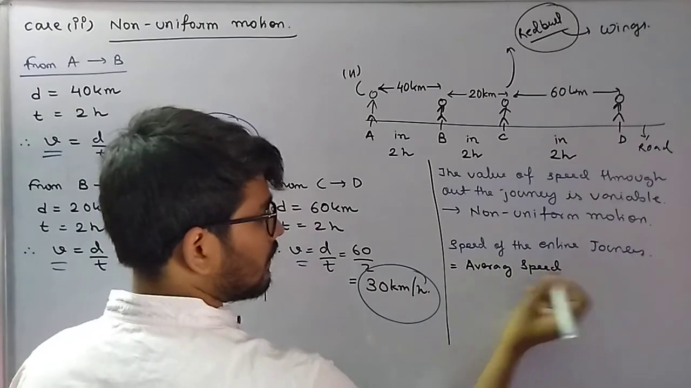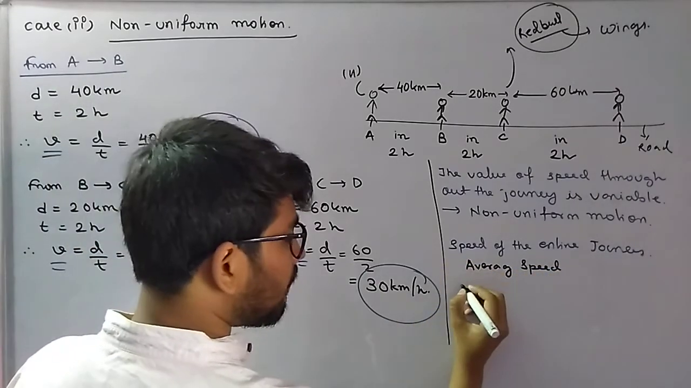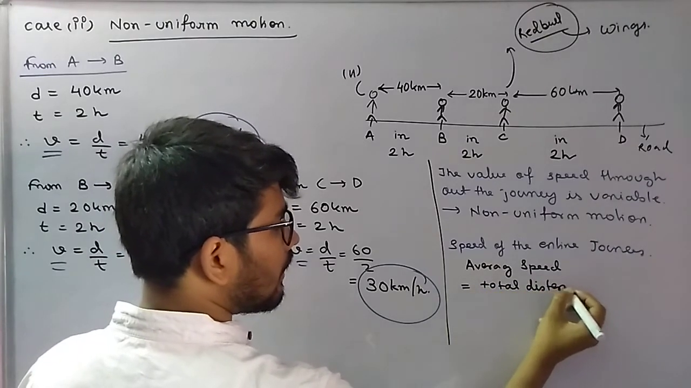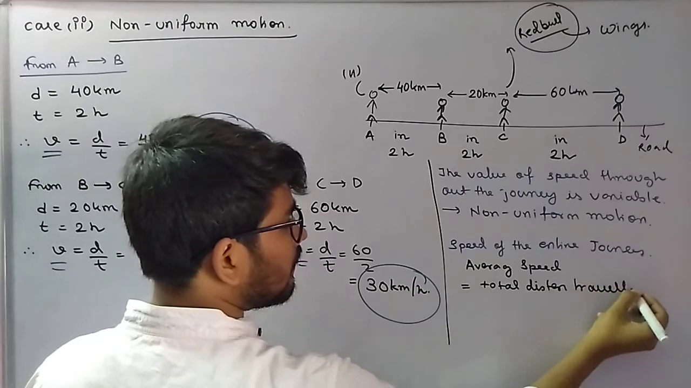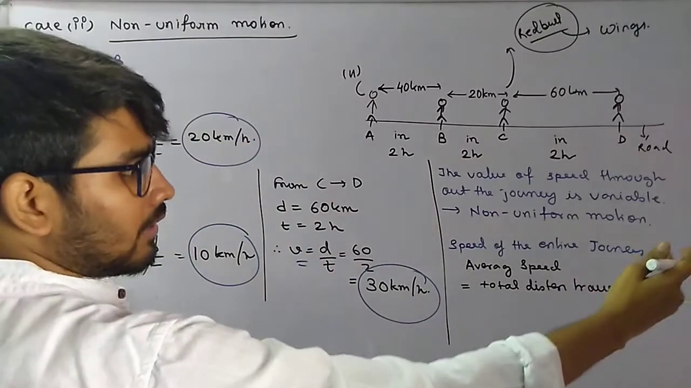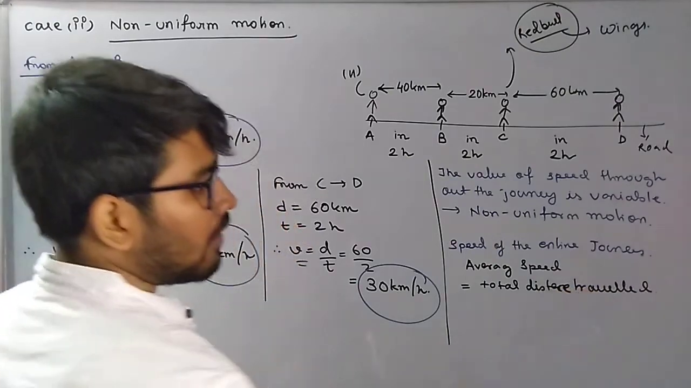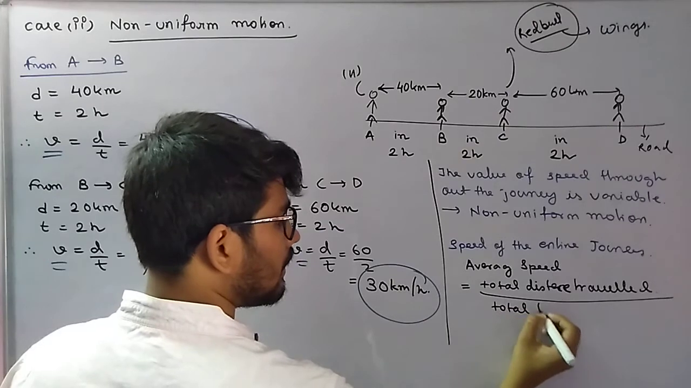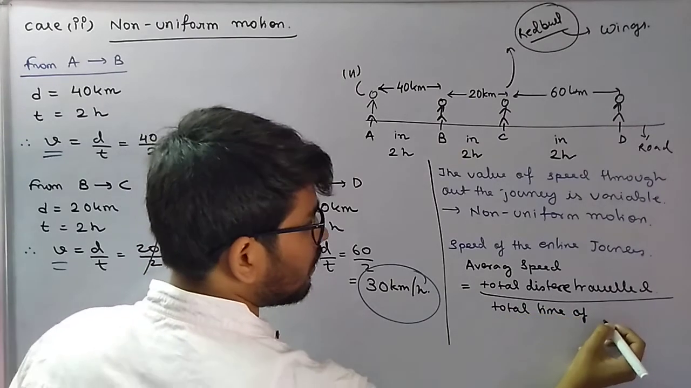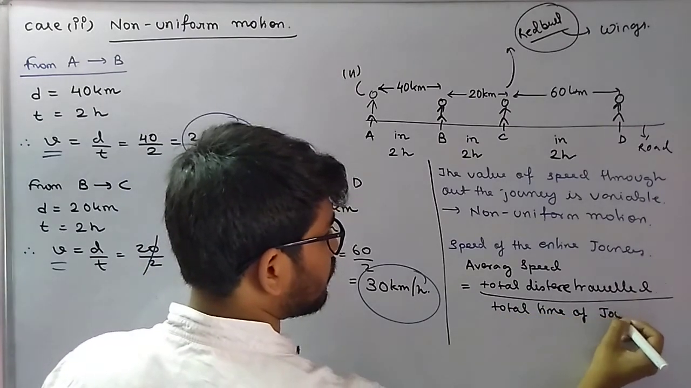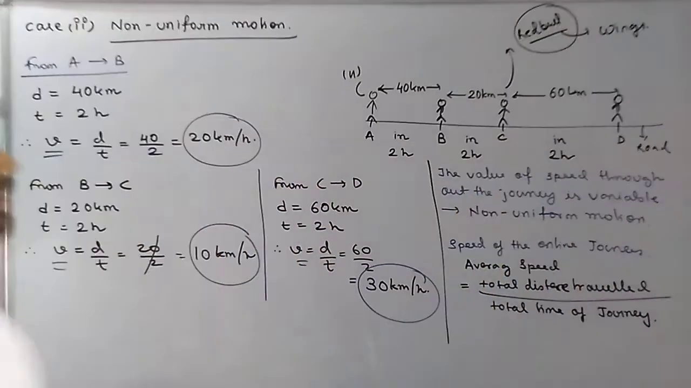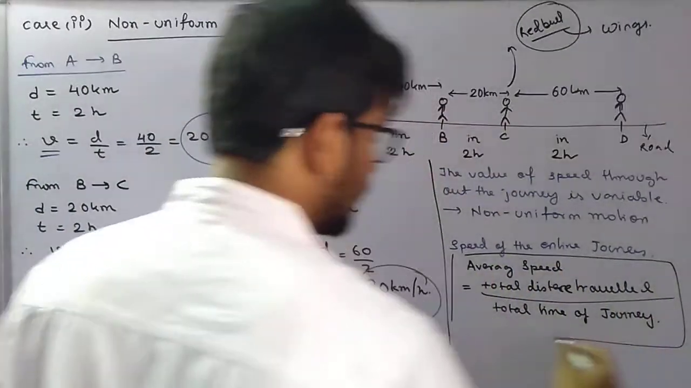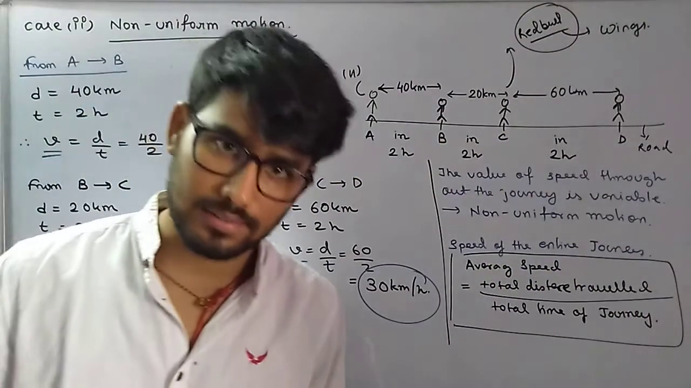And this average speed is defined as total distance traveled by total time of journey. This is what is called average speed. This brings us to the definition of average speed. This is a new quantity which we will have to handle.